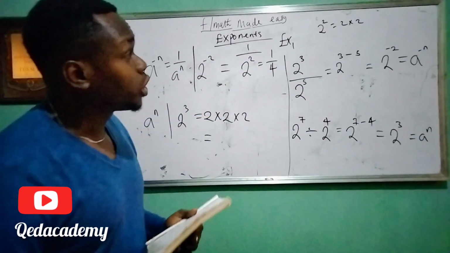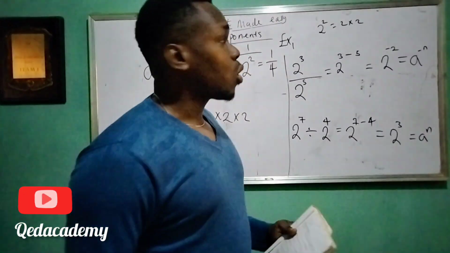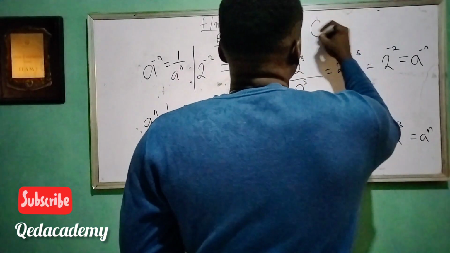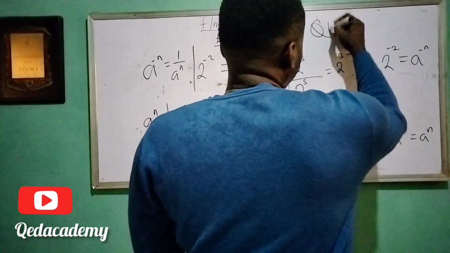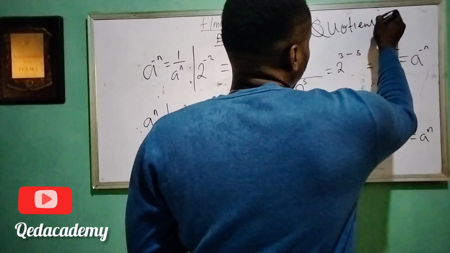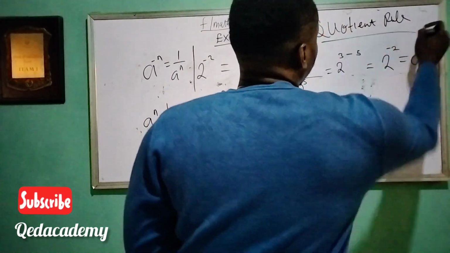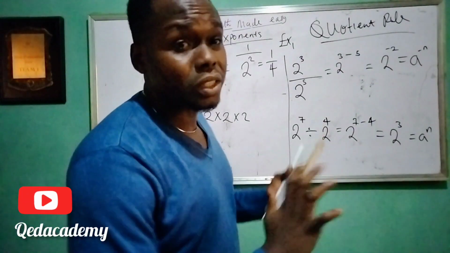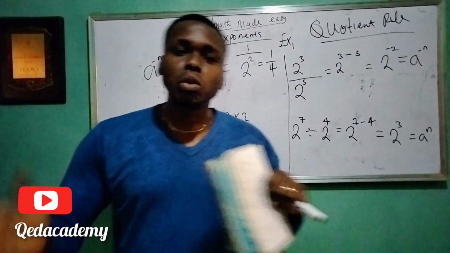We call it the quotient rule. It's called the quotient rule, just put that up there. Right? And that is how this is expressed. I hope it's clear. If it's not clear, you can go back to rewatching the video.